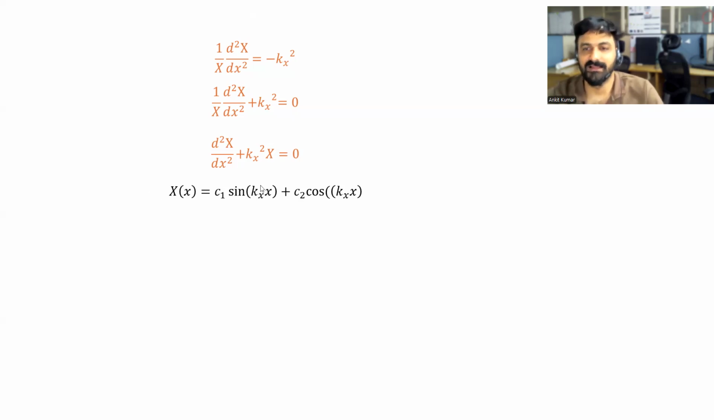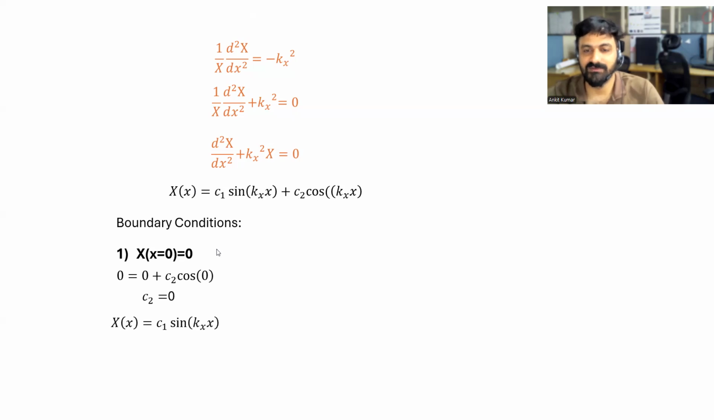Right? Something like that. So this is the solution of the wave equation along the x direction. Once we substitute the boundary condition, which was that at x equals 0 the function is 0, we can calculate the value of C2, which equals 0. So finally, it gives you the eigenfunction along the x direction: C1 sine of kx into x.